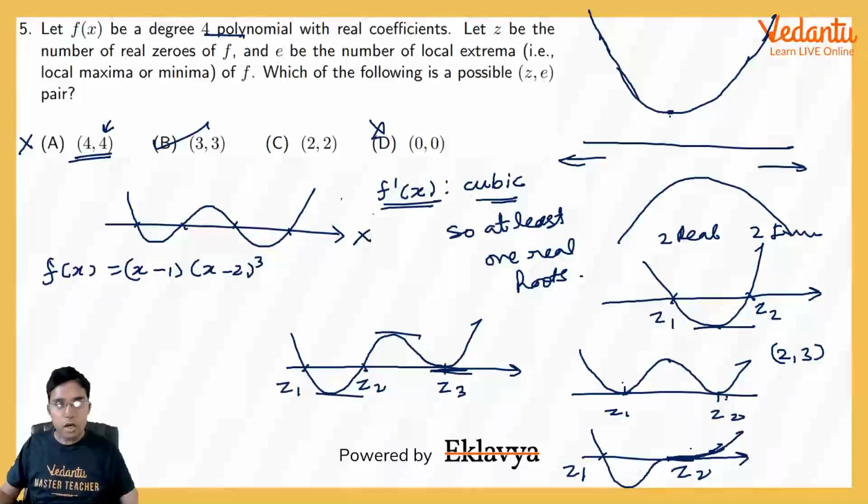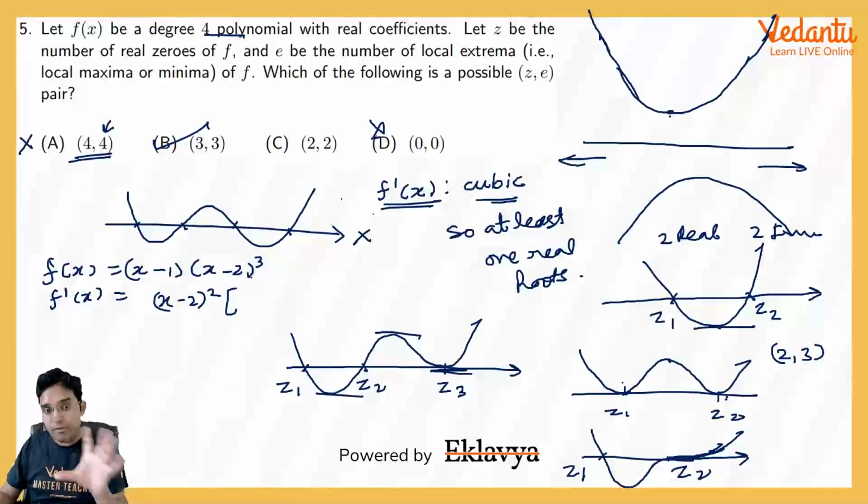Okay, so there are two zeros for f(x), but if you differentiate it, f'(x), you can check that (x minus 2) whole square will be common, because if (x minus 2) is a factor thrice, its derivative will have this factor twice. And then there will be some linear factor remaining.